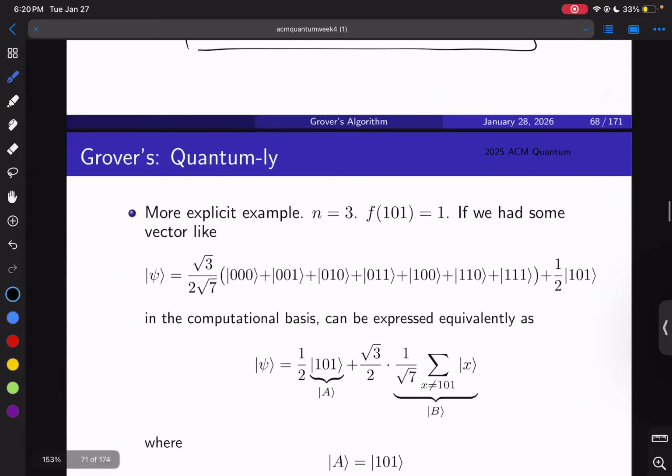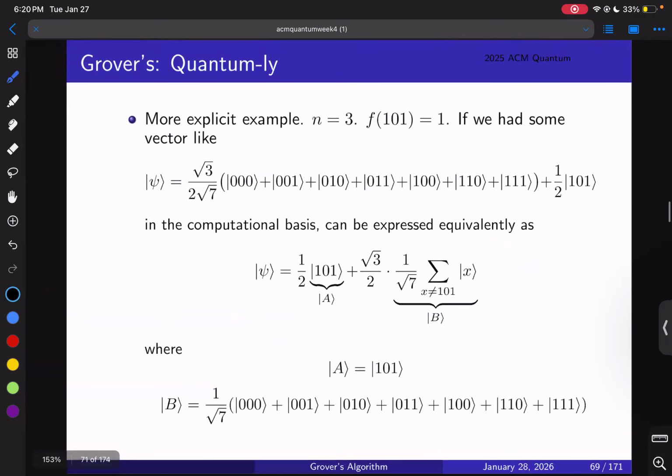Questions on that? I think I gave an example. Let me go through the example first. If n equals 3, and again f of 101 is 1, then let's make some vector, which ends up being convenient, which is this. Psi is root 3 over 2 root 7 times all these other strings added, plus 1/2 ket 101. That ends up being a normalized state. All the probabilities add up to 1, so this is a valid quantum state.